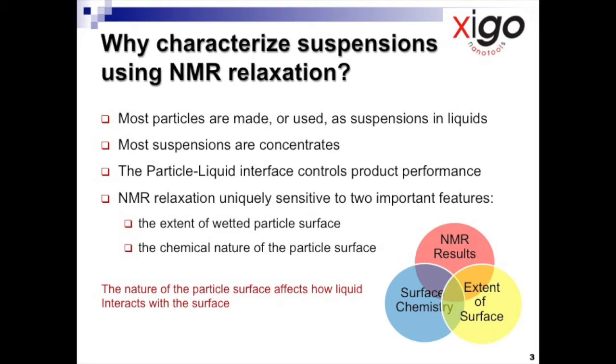So as we can see here on the little diagram, the nuclear magnetic resonance results cover two aspects of interfacial science. One is the extent of surface, and one is the surface chemistry. And the technique of nuclear magnetic resonance is unique in this, because typically you find instruments traditionally which will measure the extent of surface, such as surface area measurements and particle size. Or on the other hand, you can have instruments that measure surface chemistry, such as zeta potential, but they can't give you information about both.